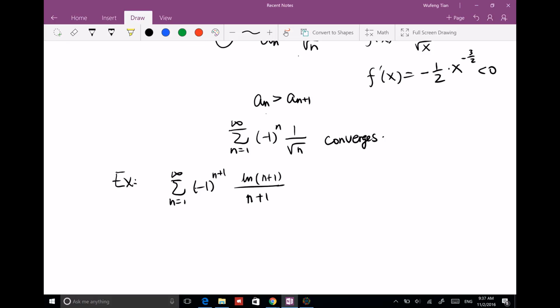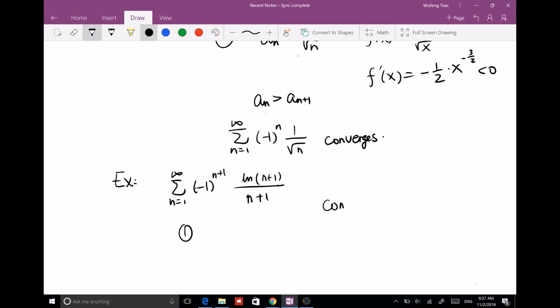I would like a student to help me to finish this. I'm going to call a student here and help me finish that. Matthew, could you please help me with this one? Would this series converge?